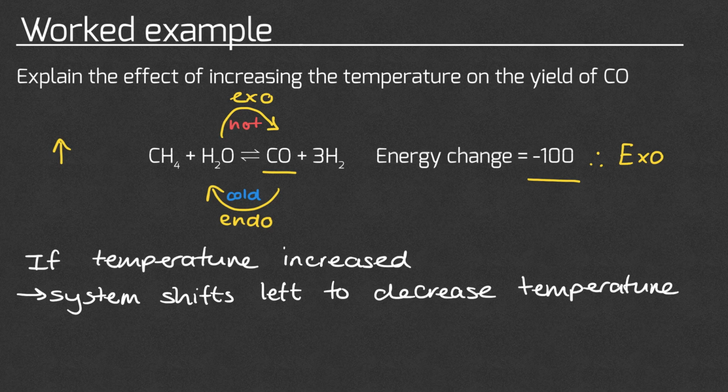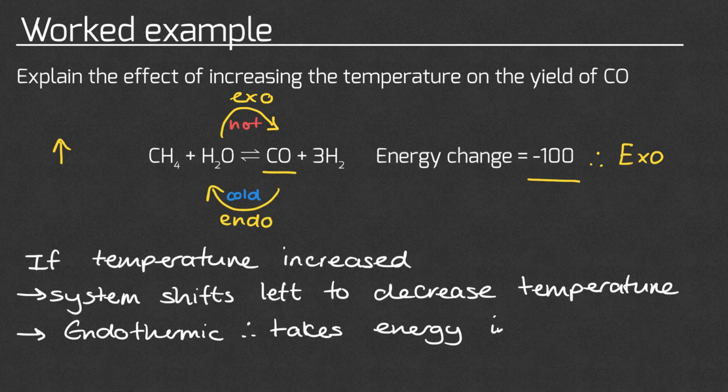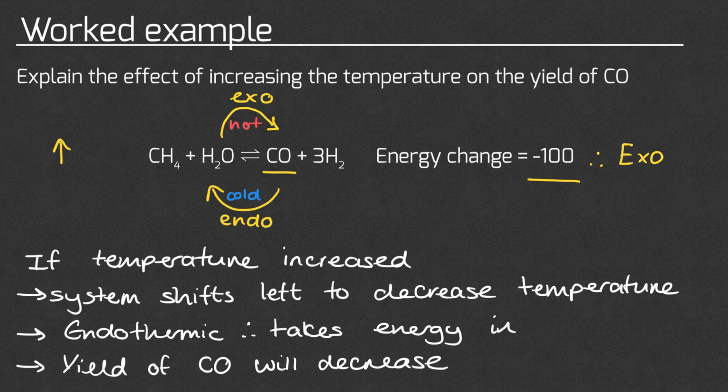So therefore, if we increased the temperature, the system would shift to the left to decrease the temperature. Because going to the left is the backwards reaction, which is endothermic, which is going to take that energy in. And we also know the endothermic reaction will get colder, so if we're making the reaction hotter, we'll do the opposite, which is endothermic. If we're going to the left, we're going to make more methane and water, therefore making less carbon monoxide and hydrogen, so we can say that the yield of carbon monoxide will decrease.